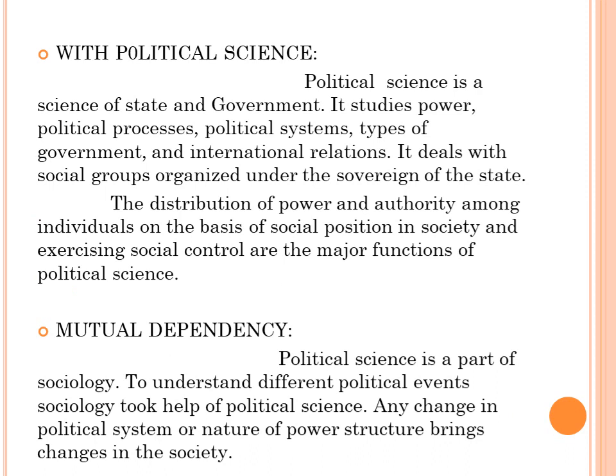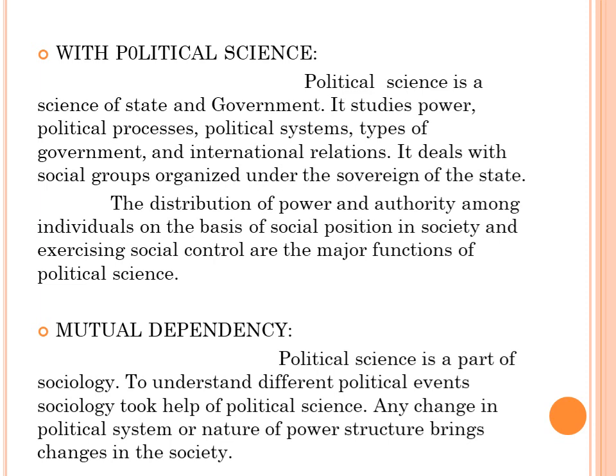Now, let's discuss the relationship of political science with sociology. What is political science? Political science is a science of state and government. It studies power, political processes, political systems, types of government, and international relations. It deals with social groups organized under the sovereignty of the state, the distribution of power and authority among individuals on the basis of social position in society, and exercising social control, which are the major functions of political science.